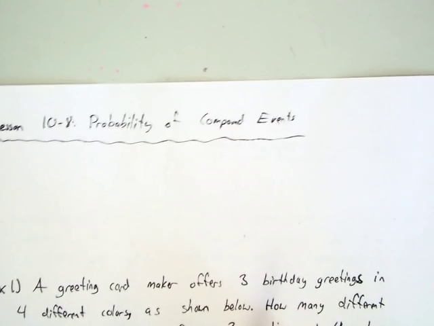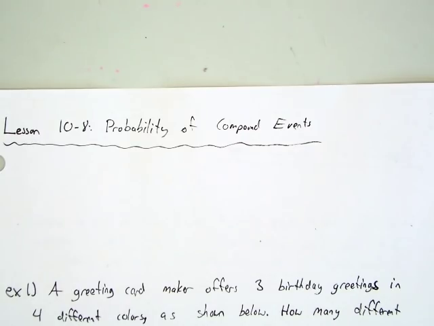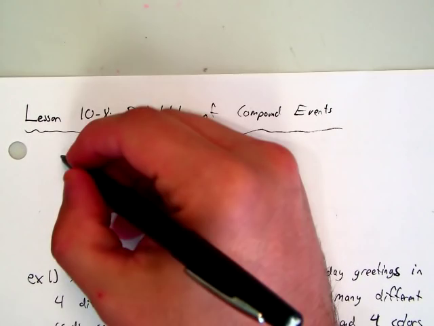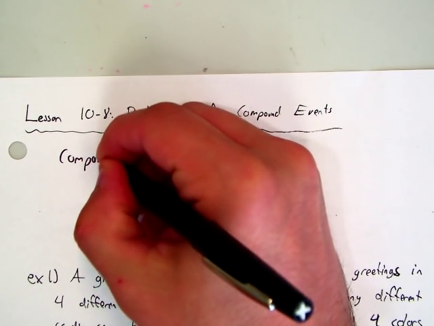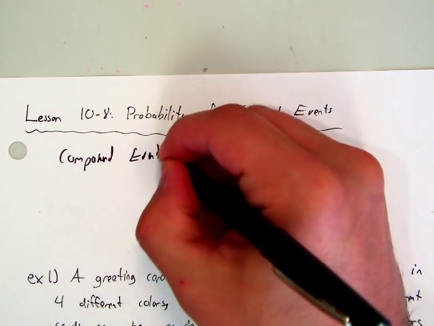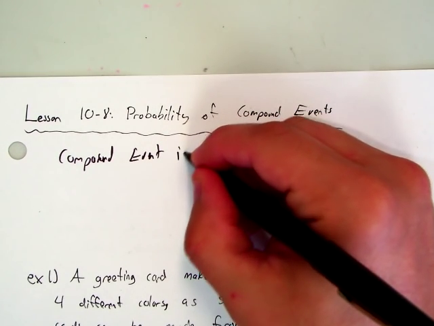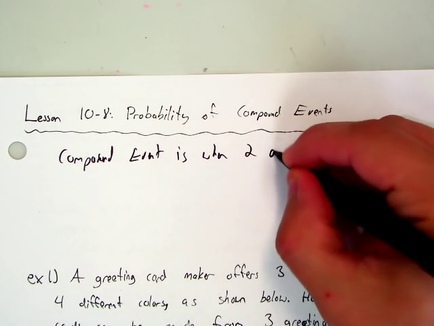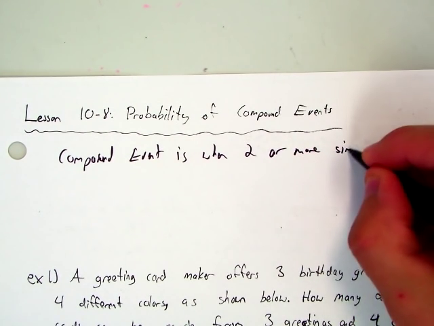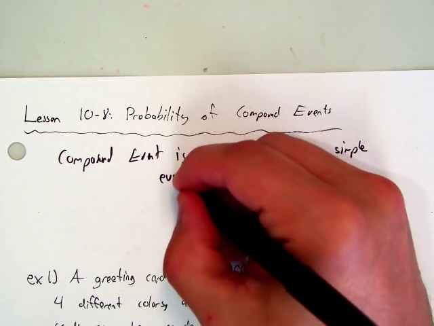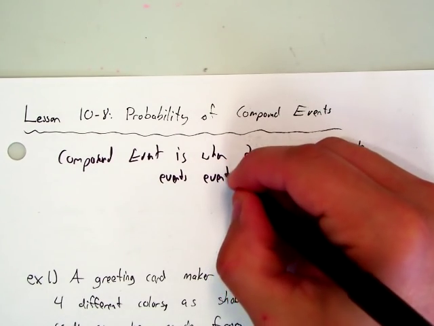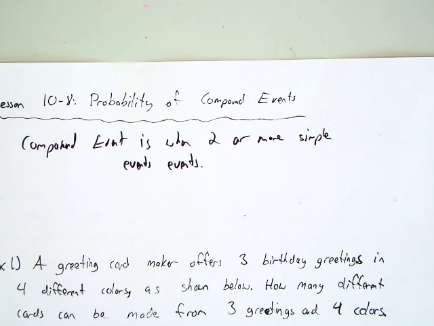All right, so today we're going to be talking about Chapter 10, Lesson 8. This is about probability of compound events. So a compound event is when two or more simple events happen. For example, it could be something along the lines of flipping a coin, rolling a number cube, getting a heads, and then a 4. That would be a compound event.